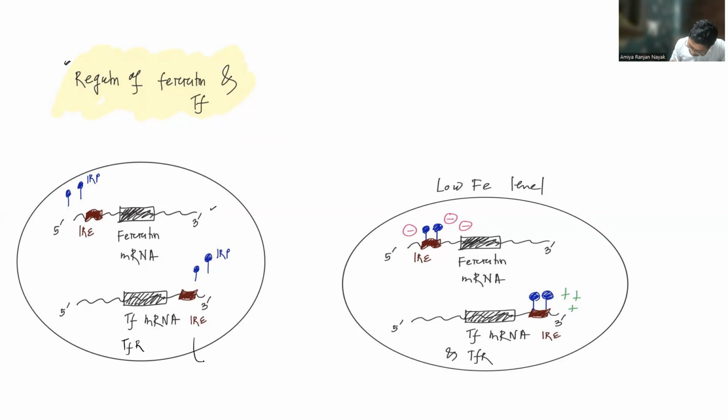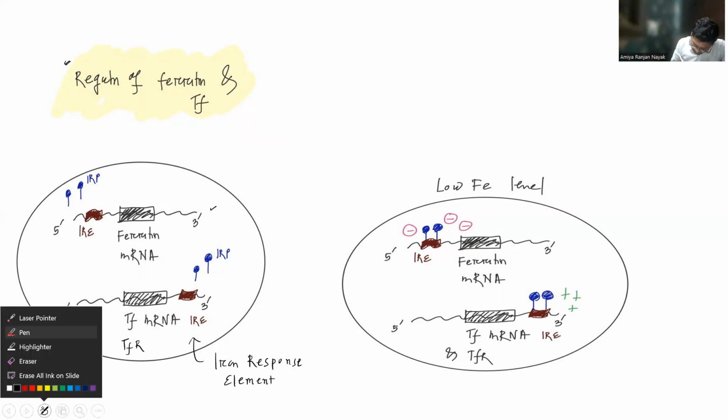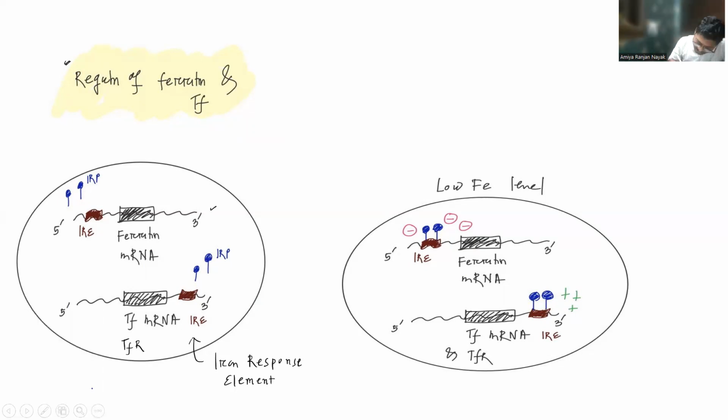So I'll just write here, IRE is iron response element. And this is IRP. IRP is iron regulatory protein. Okay, iron response element and iron regulatory protein. So what happens whenever the body has a low iron level? These iron regulatory proteins can bind to the iron response elements.